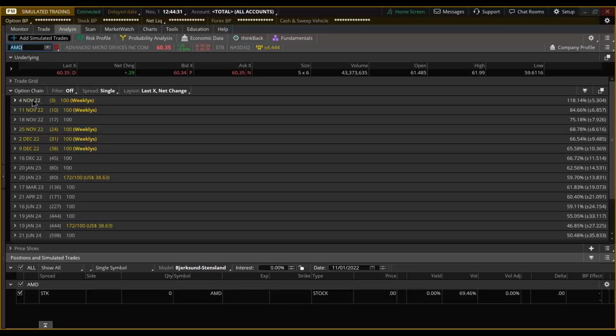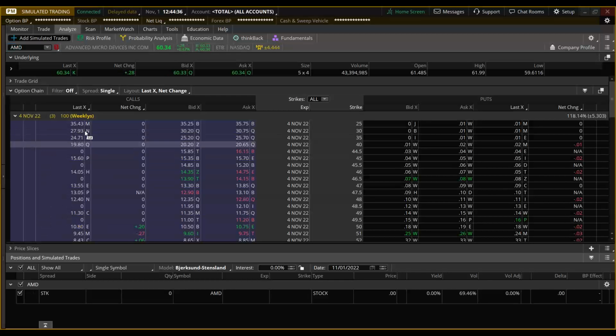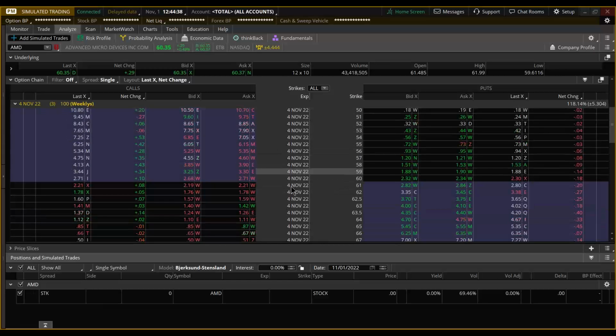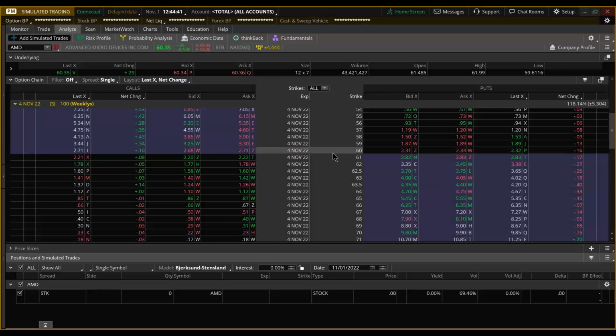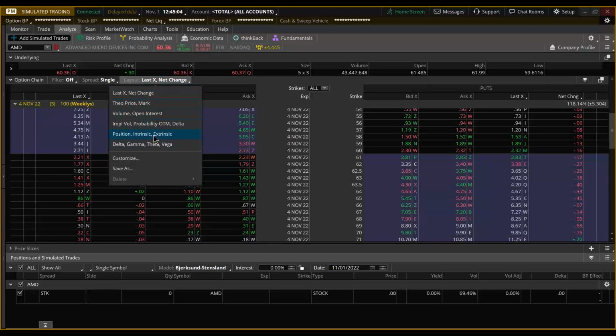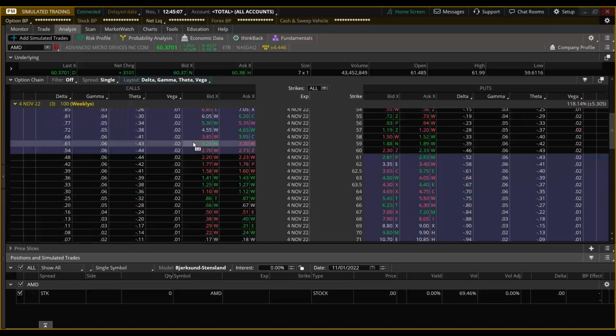All right, so the stock is trading at 60 bucks. If we went with the Iron Eagle, we would go to either the $60 put or the $60 call, and we would buy an option. Some folks gravitate to the calls just because they tend to be a little bit more liquid most of the time, because usually there's more. Oh, yeah, I don't have my layout. Delta, Gamma, Theta, Vega. Let's do that.